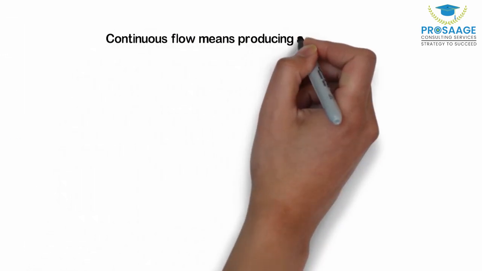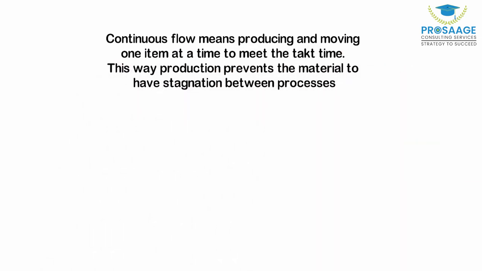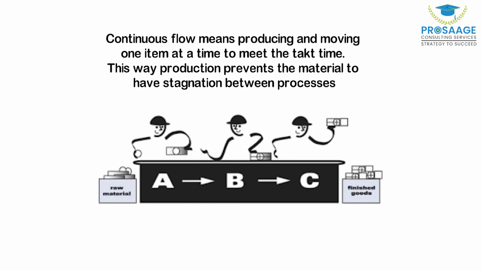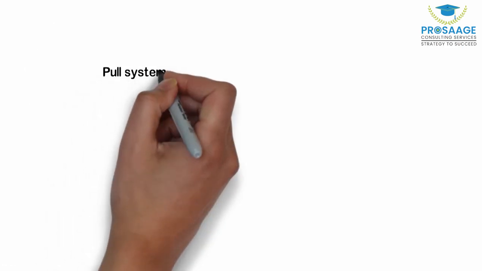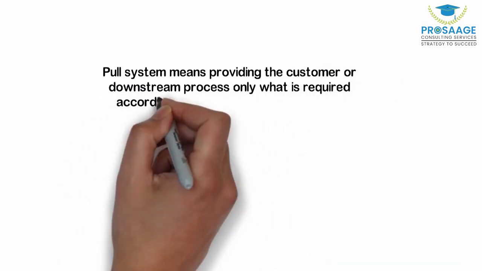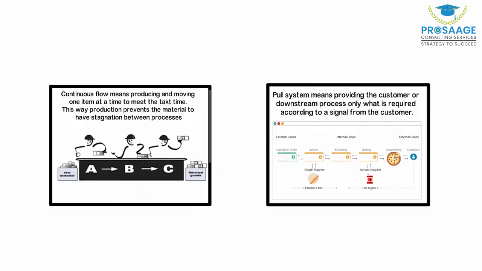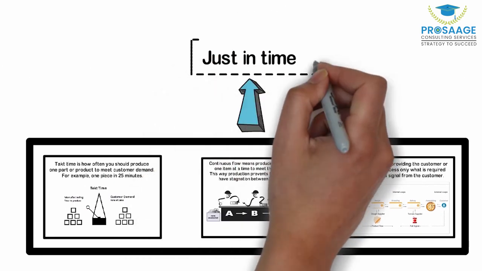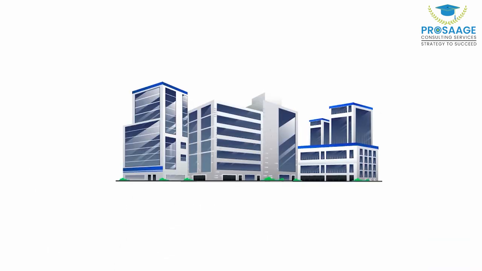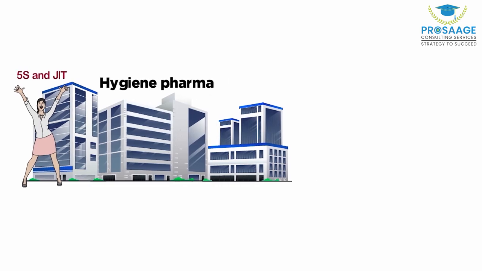Continuous flow means producing and moving one item at a time to meet the takt time. This way, production prevents the material from stagnating between processes. Pull means providing the customer or downstream process only what is required according to a signal from the customer. By combining these three elements, you can easily implement just-in-time. Amy has successfully implemented 5S and JIT in Hygiene Pharma and the company has reduced cost by 12%.